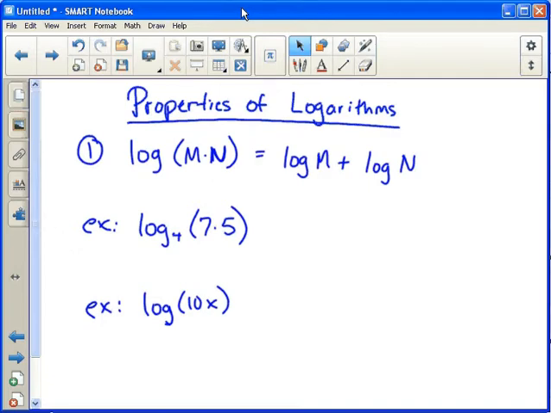Today we're going to talk about the properties of logarithms. Now, the properties of logarithms may seem like they're just silly math rules that some mathematician came up with and just thought it was fun. But the properties of logarithms actually are very useful when it comes to solving problems with logs.